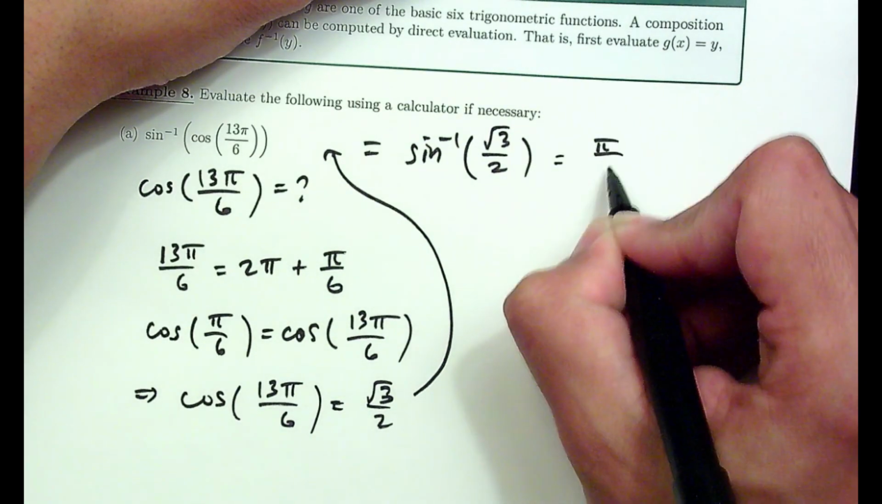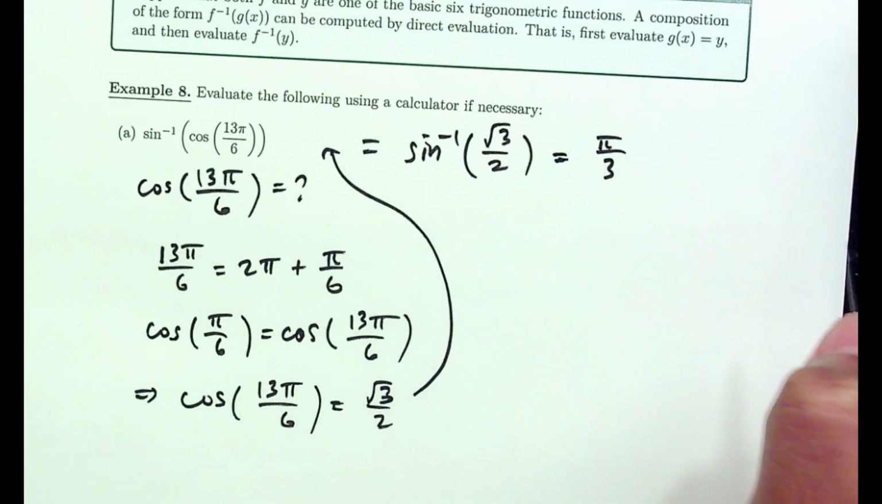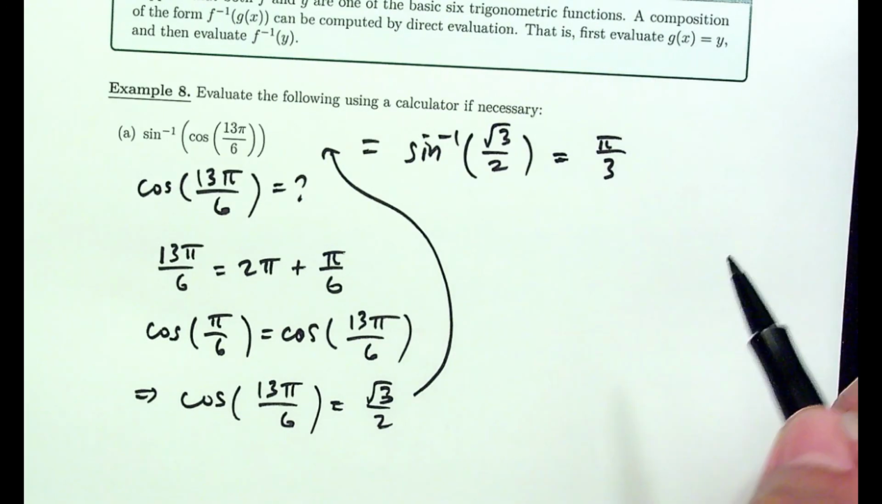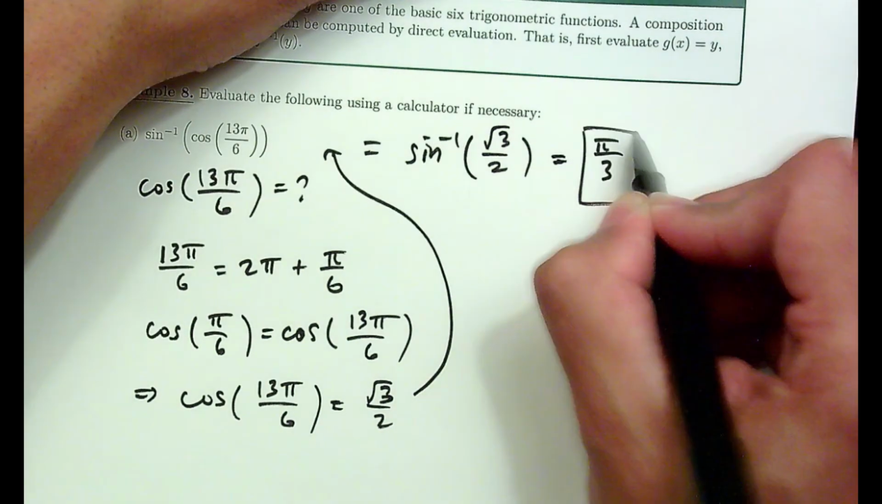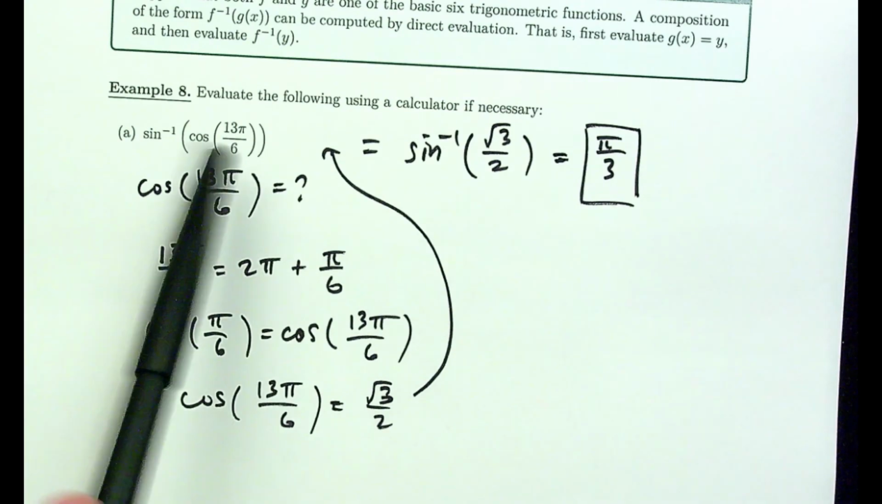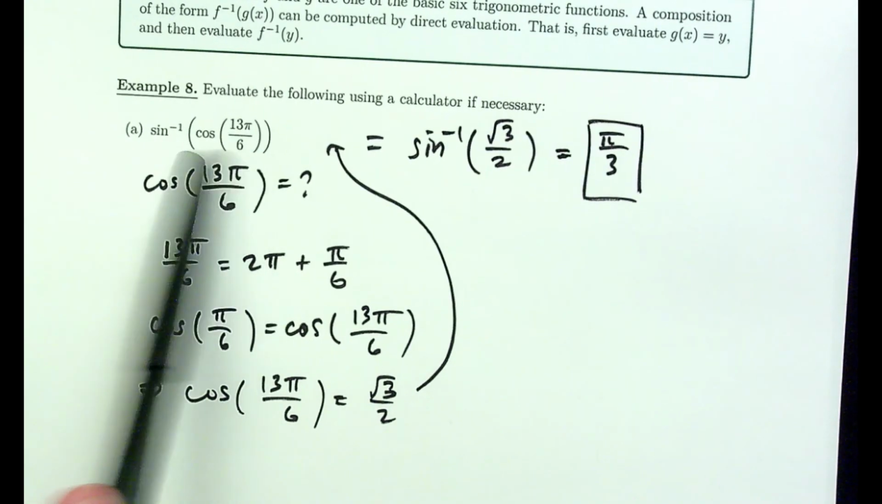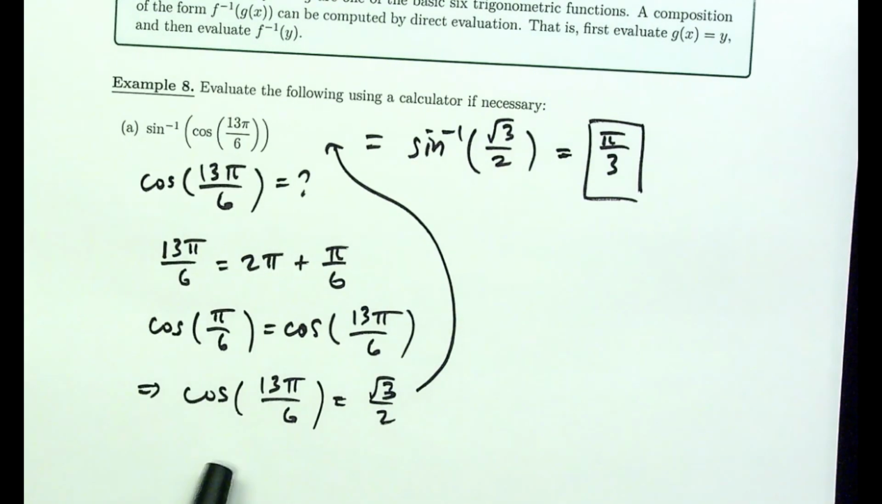If that's what you thought, then you got that right. Pi over 3 is an angle between negative pi over 2 and pi over 2 whose sine is square root of 3 over 2. And that's the end of this story. So that's how you do it. Do the inside first, figure that out. If it's a special angle, do it using the unit circle.